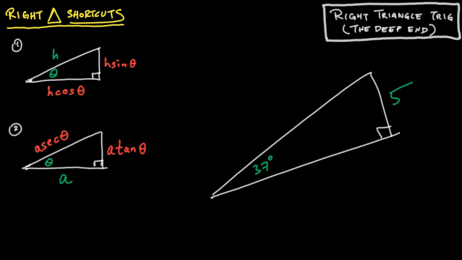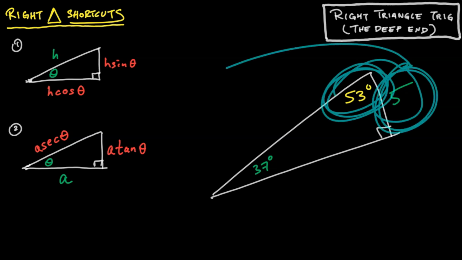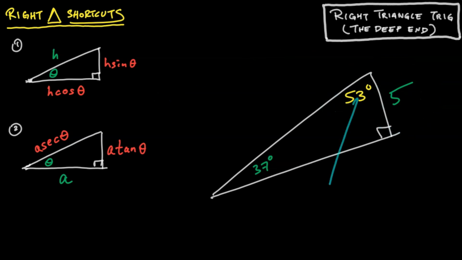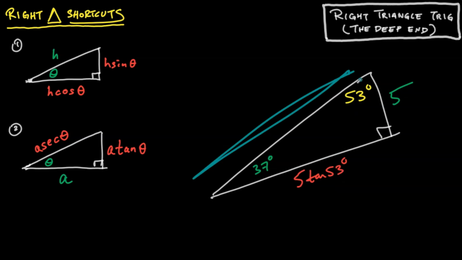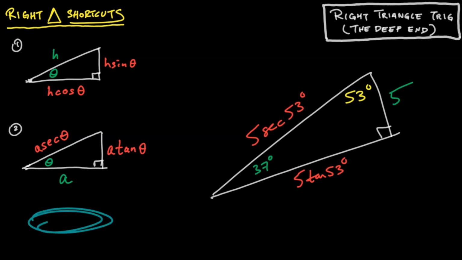There is, but you don't need to memorize anything, because if you know that this angle is 37 degrees or whatever, you know what this angle is too. It's the complement of that. Like in this case, it would be 53 degrees. And now look what you've got. You've got an acute angle and the side adjacent to it. So this second picture holds. It tells you that this side would be 5 tangent of 53, and the hypotenuse would be 5 secant of 53 degrees. So there's actually no need for a third shortcut rule.